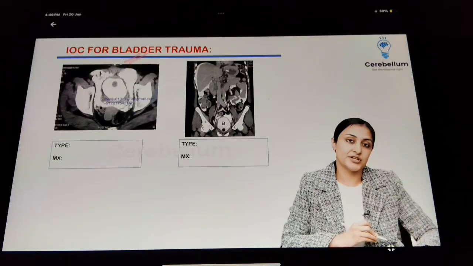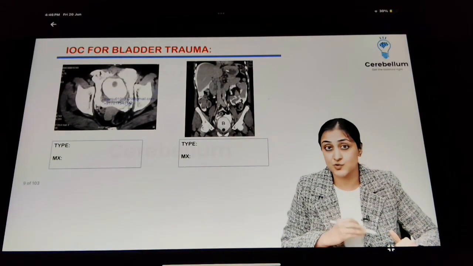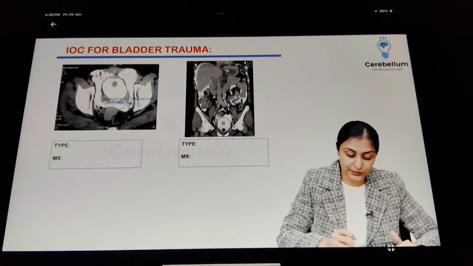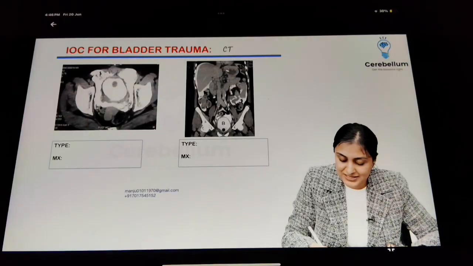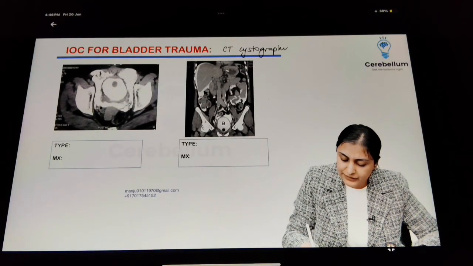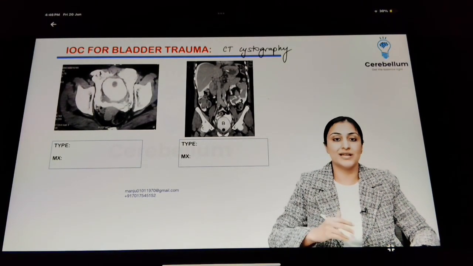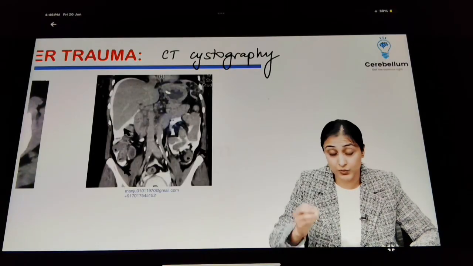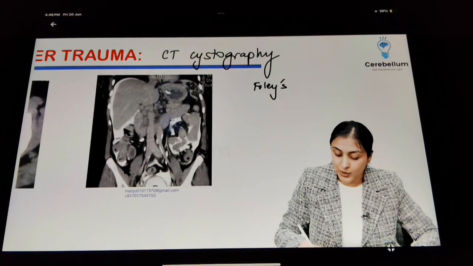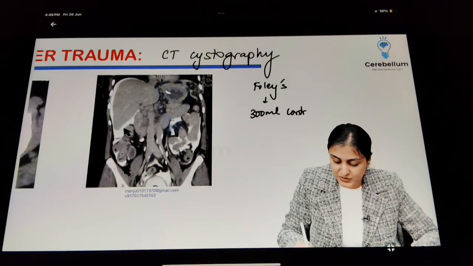The recent favorite is bladder trauma. 2 to 3 years back they were obsessed with urethral trauma. Now they're obsessed with bladder trauma. So here what you want to remember, first of all, what is the investigation of choice? That is CT cystography, wherein again the process remains very similar to an NCU. The first step is you put a Foley's, and now you inject around 300 ml of contrast mixed with saline.